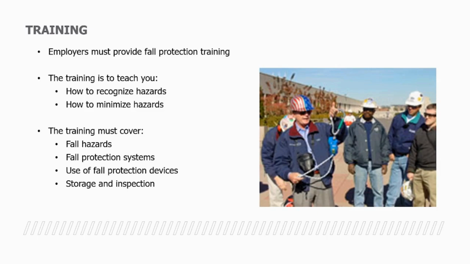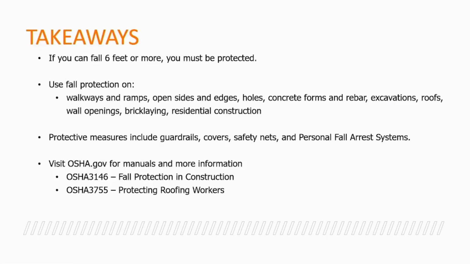Training. Employers must provide fall protection training to the employee. The training is to teach individuals how to recognize hazards and how to minimize those hazards. Training also must include fall hazards, fall protection systems, use of fall protection devices, and most importantly the storage and inspection of the fall arrest systems that the employee will be wearing and using on that particular job site. Remember, if it's not documented, it never happened.